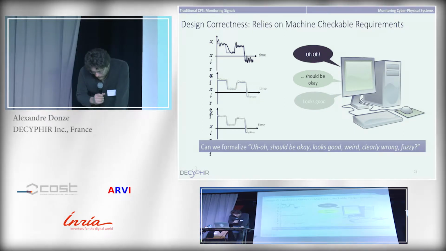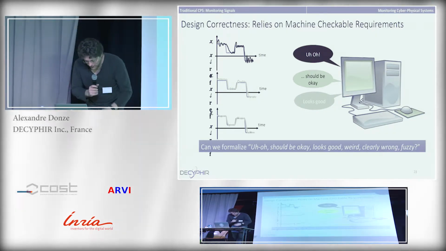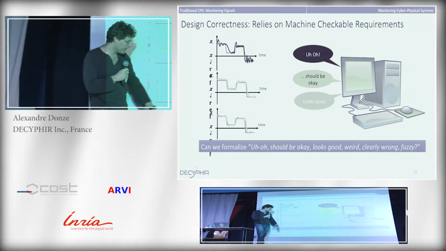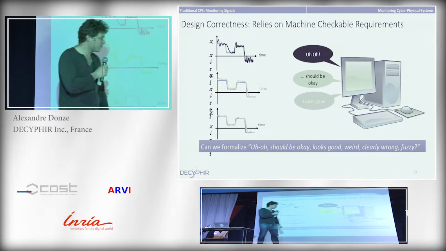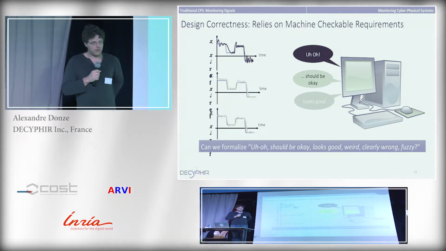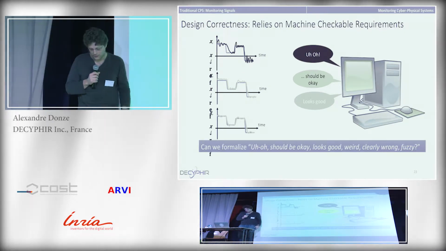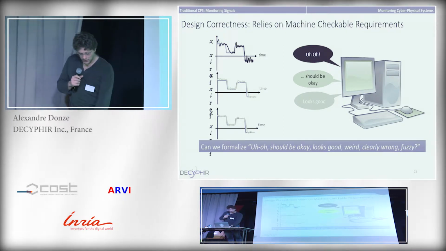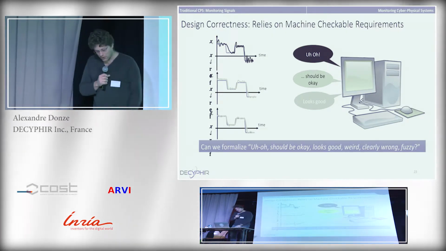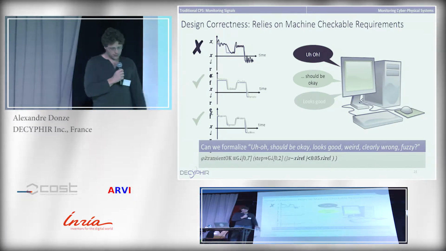Right. So if we come back to this question, can we formalize those "uh-oh" or "should be okay" or "looks good" or "weird" or "clearly wrong" assessments? This quantitative semantics is a tool that allows you to quantify the quality of the different assessments, and that can help you map those assessments to some formal number that's machine actionable.